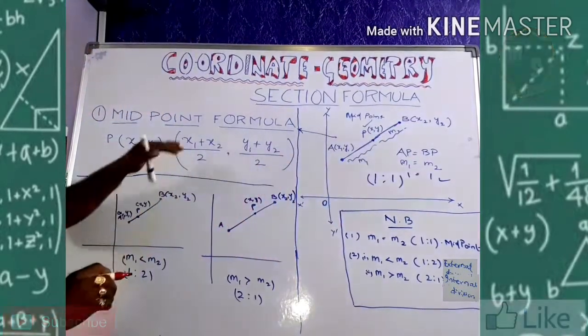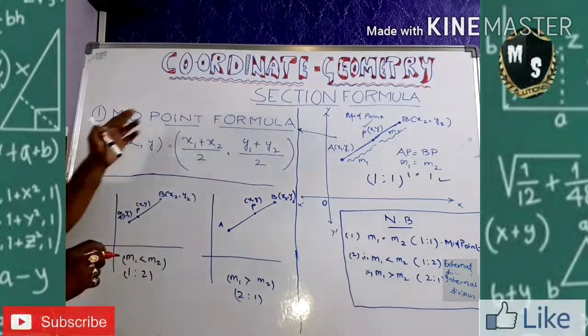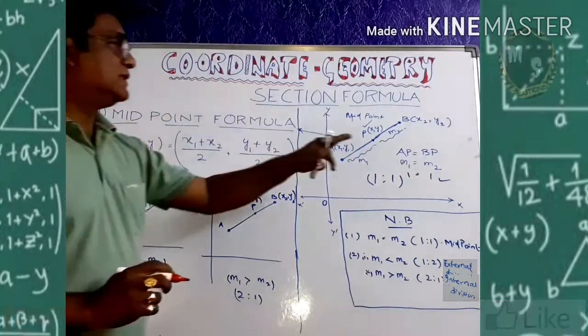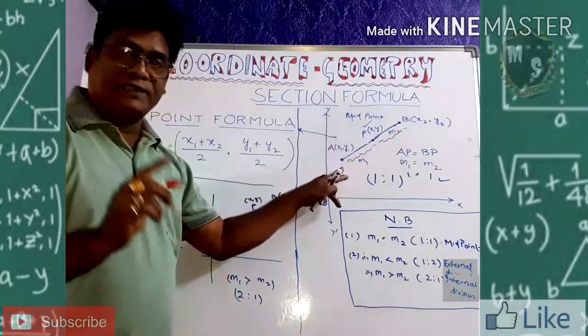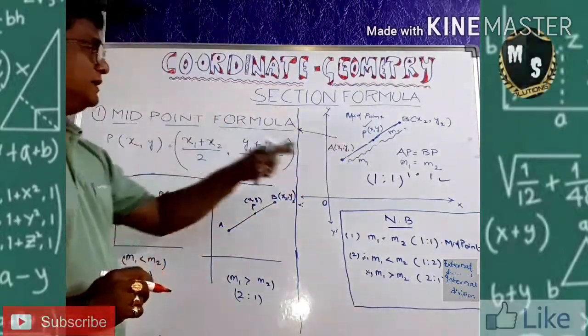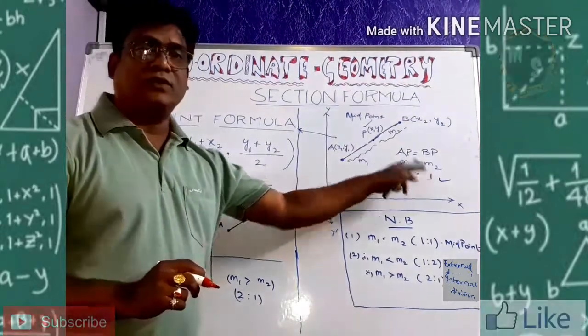Okay. Now this is the first part of the section formula, when the point is exactly in between A and B. That is the first case, called the midpoint. So in the midpoint formula, the line is divided in a 1:1 ratio and M1 is equal to M2.